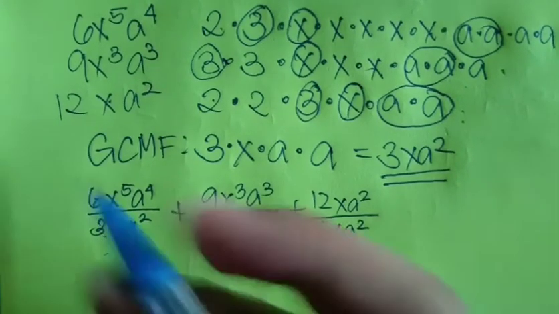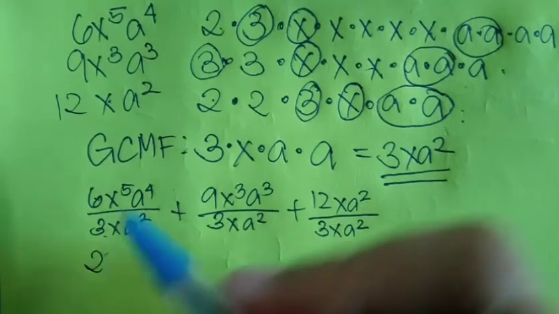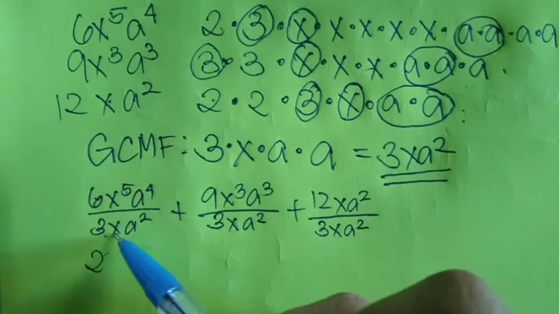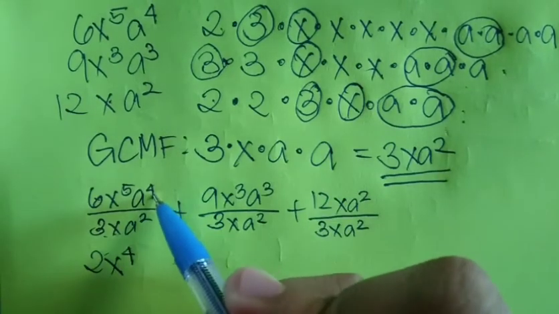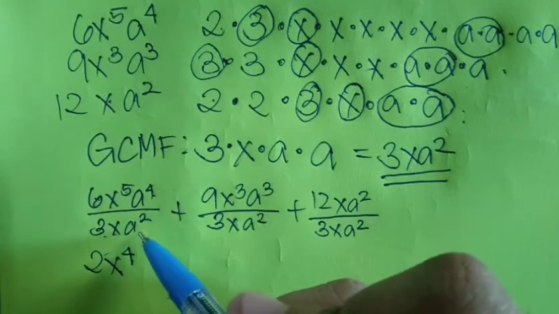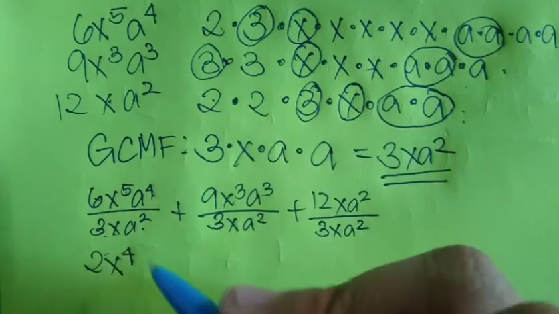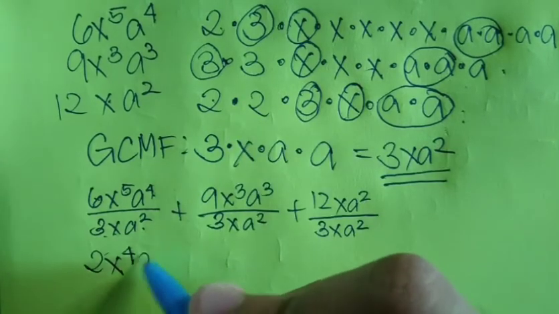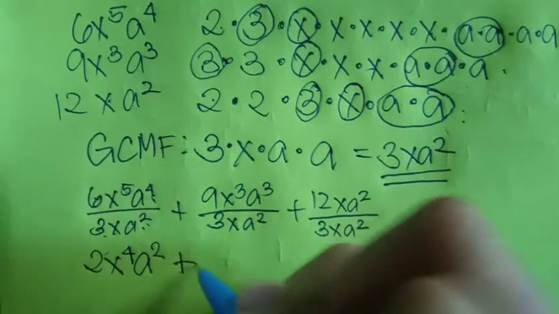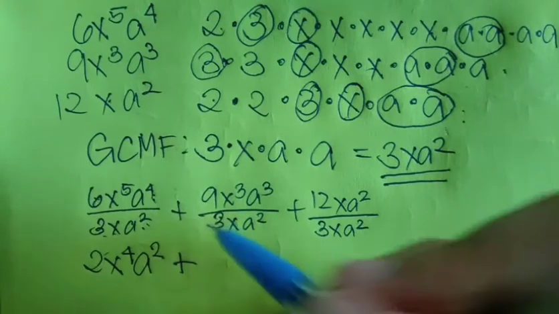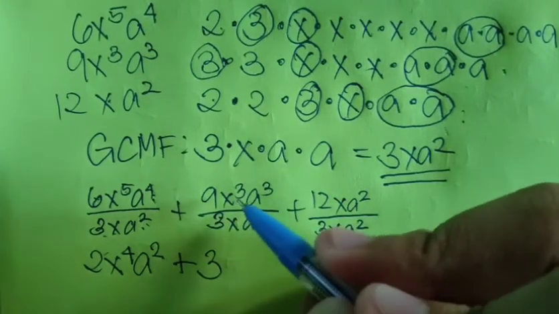6 divided by 3 is 2. X raised to the 5th power divided by x is x to the 4th. A raised to the 4th over a squared is a squared. 4 minus 2 is 2. Plus 9 divided by 3 is 3.